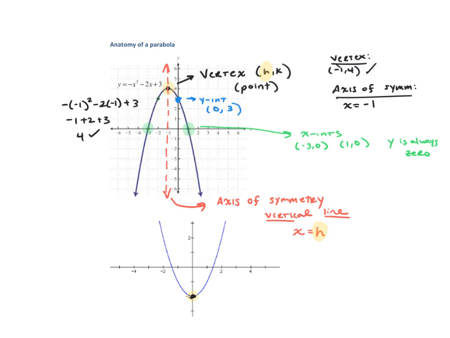So instead of just plugging in a bunch of points, what we're going to do is find these important features. We're going to talk about how you find the vertex algebraically from the equation, the axis of symmetry, the x-intercepts, and the y-intercept. To find all those pieces, plot them, and get the graph that way. Okay, so check out the next video to see how to find the vertex and the axis of symmetry algebraically.